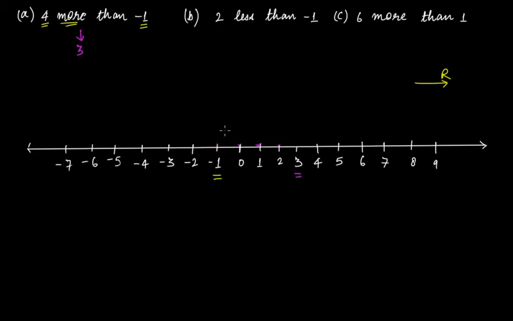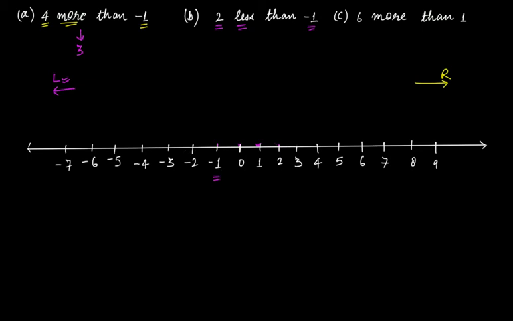For the second one, you have 2 less than -1. Again, this number tells you your current position. You are at -1. Less means you have to move towards the left direction. And by how many values? This will tell you by how many values whether you have to move towards the left or by the right. Since it is less, you have to move towards the left. By how many values? By 2.